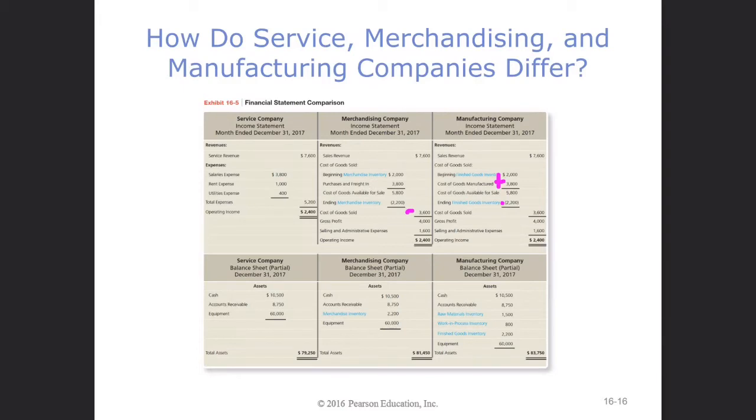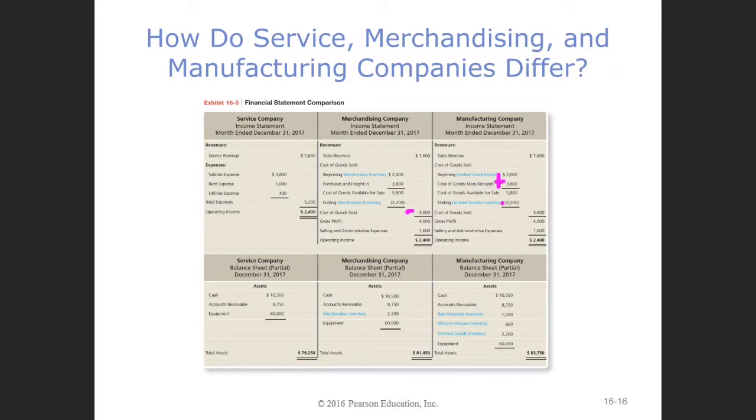So you can also look at this as the equation to see how they came up with what they came up with. So this is our cost of goods sold, 3,000. How did we get 3,000 for our cost of goods sold? Well, we took the beginning inventory plus the cost of goods manufactured, which gave us our cost of goods available for sale.